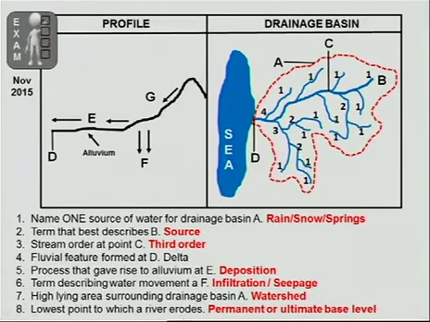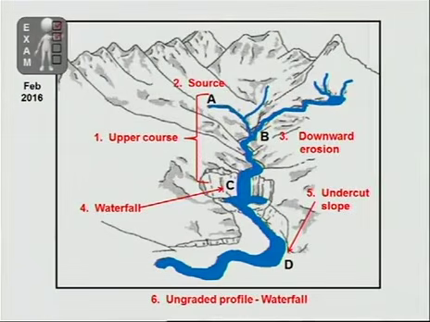Now this was the way that they set the questions in November 2015. Now in the February exams, this is the way they set it, and this was actually an easier question. They only asked short questions of this section. And the first thing that you had to notice was what is the course between A and C. Of course that would be the upper course. What is that area called? That would be the source, sorry. Here by B, what type of erosion would we have here?